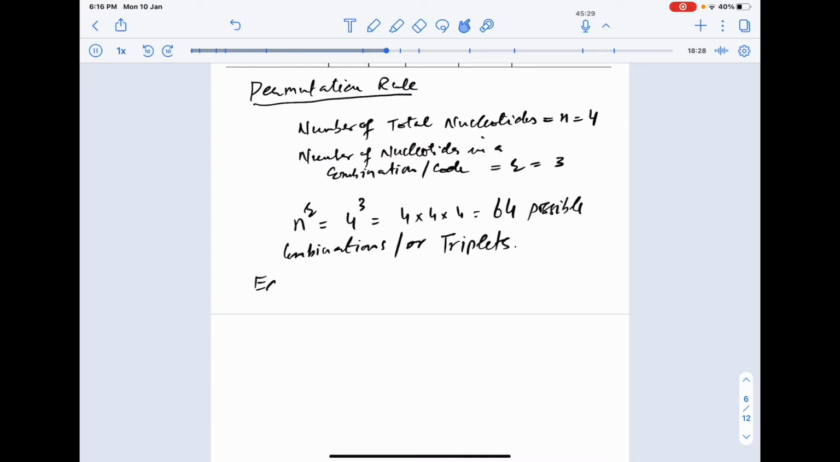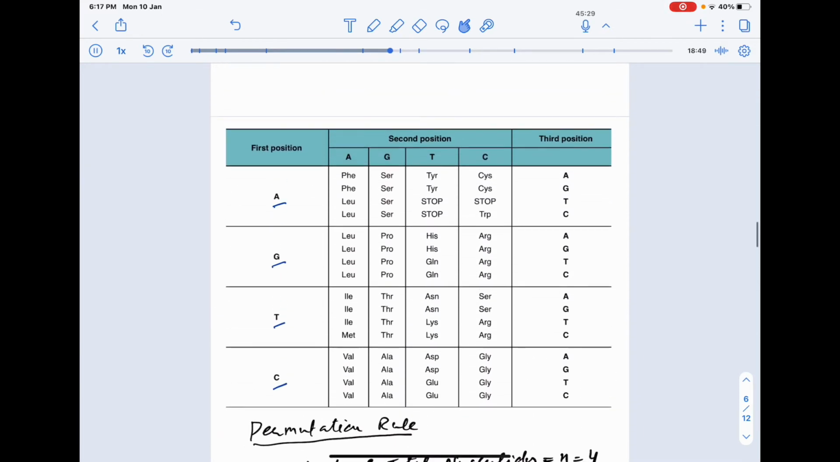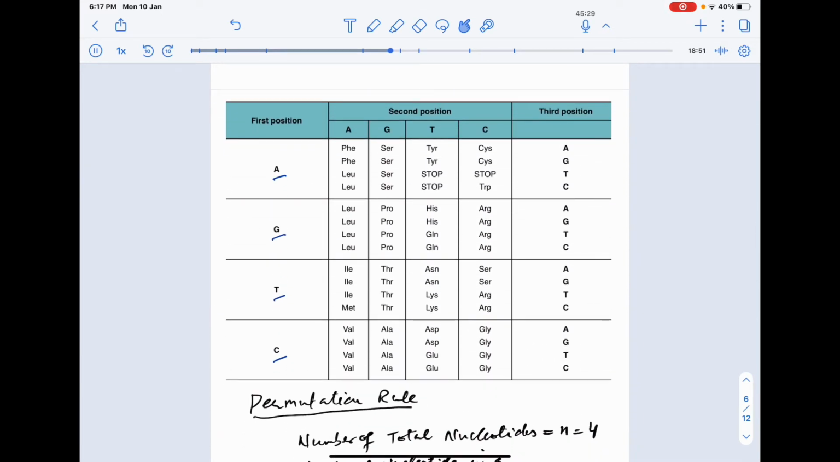Each triplet codes for a specific amino acid. This can be found from the table given here, but you don't need to remember the names of amino acids, and you don't need to learn these possible codes or combinations of these triplets.